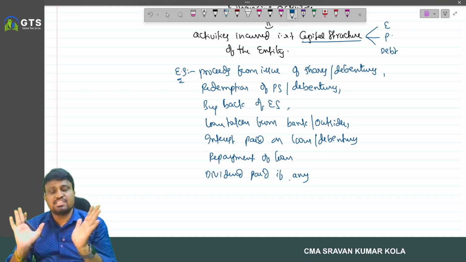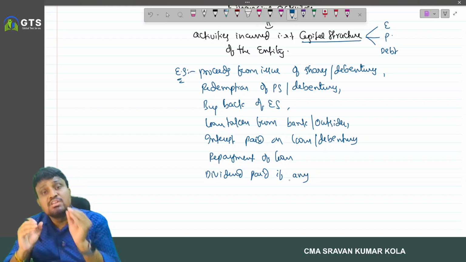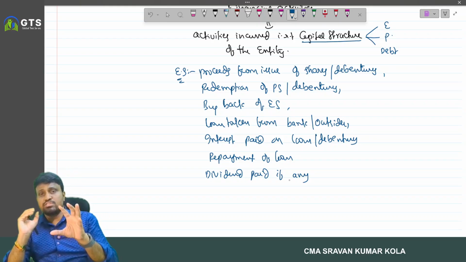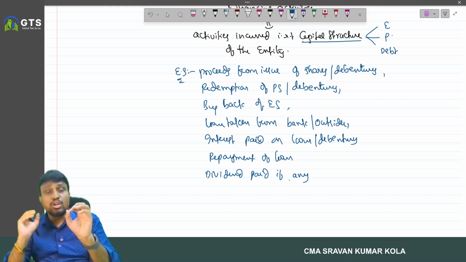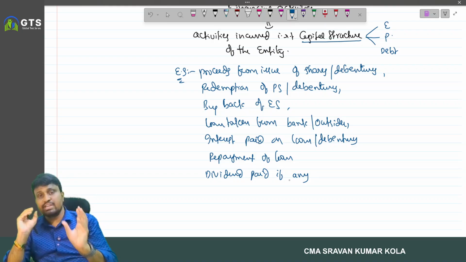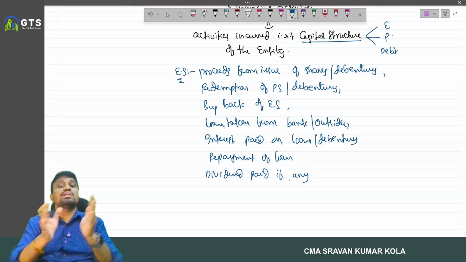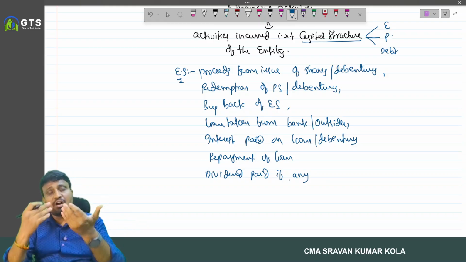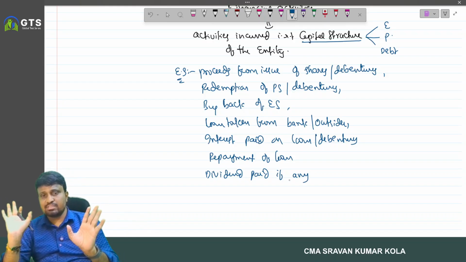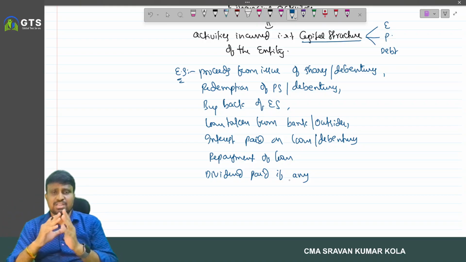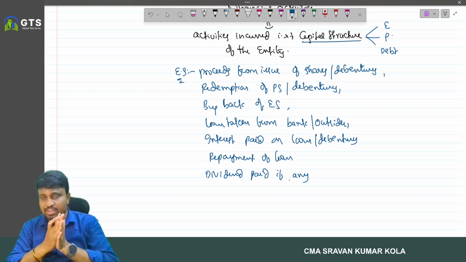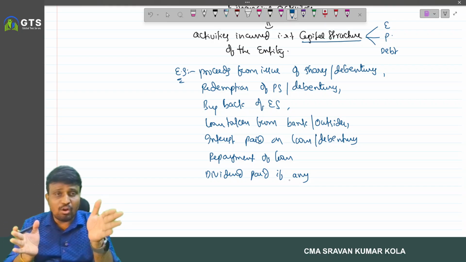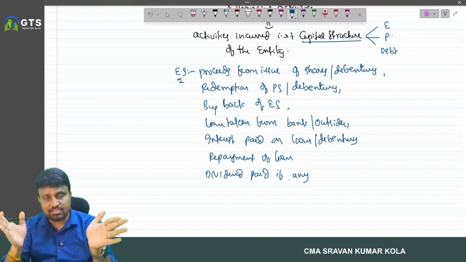Financing activity simply is nothing but cash flows relating to the source of finance. What are the sources of finance? Equity share capital, preference share capital, debentures, or any loans and debt we have. Whatever cash flows there are in relation to that are all covered under financing activity. Okay, these are the three activities. So cash flows are classified into three types: all activities relating to cash are classified into operating, investing, and financing.